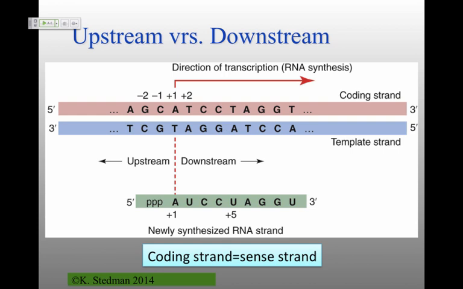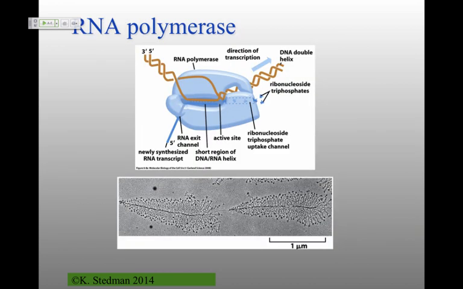Downstream is going to be the direction that you're transcribing. Upstream is going to be away from that direction. What does this job? This should also be called the DNA-dependent RNA polymerase. We mentioned really briefly some of the RNA-dependent RNA polymerases. But this is a DNA-dependent RNA polymerase because it uses a DNA template and then makes an RNA copy from that.